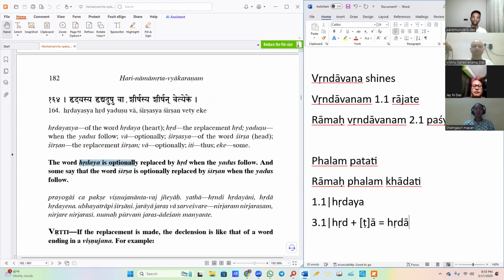Do we have any usage of Hrida in Bhagavatam? Tene Brahma Hrida Ya Adikavaye. So that Hrida is 3.1. Through the heart, by the heart. Earlier, I would consider that Hridayaya to be 4.1, like Krishnaya. But if you see, Hrida is different and Ya is different. So that is 3.1, from the heart, through the heart.